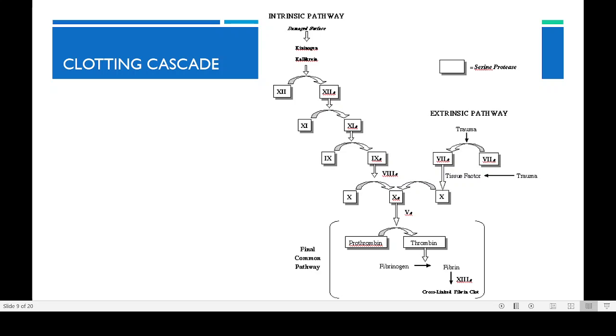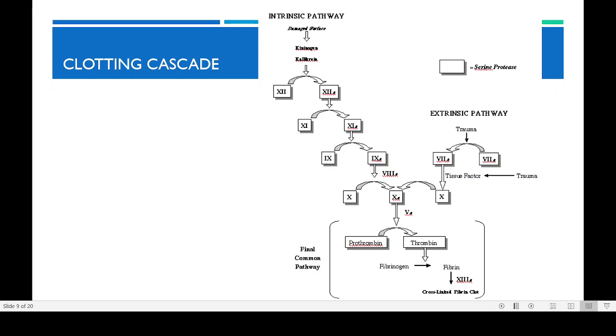And for that we need an enzyme. That enzyme is known by the name thrombin, which will be formed only if these 2 factors, these 2 mechanisms have operated. In the absence of either the intrinsic pathway or the extrinsic pathway, this conversion of prothrombin into thrombin will not take place. So that is the peculiarity of the clotting cascade.